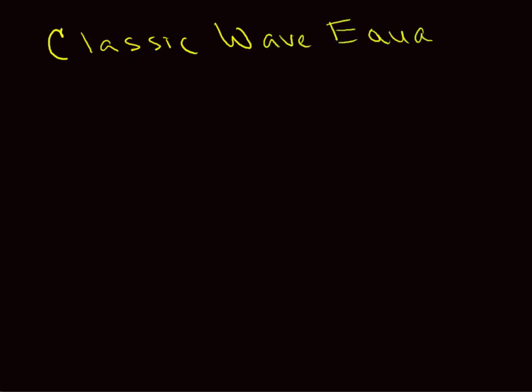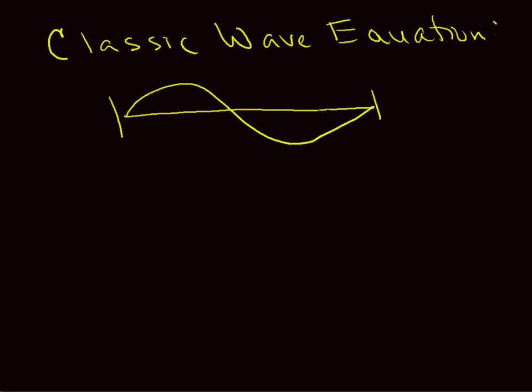So let's start off with our classic wave equation. In the classic wave equation, we can imagine that we have the beginning and end of a guitar string, and we have some sort of vibration that is traversing through the guitar string as we go from the beginning to the end of the guitar string, from 0 to L. And we would describe the position of this moving wave as a function of x along our guitar string.